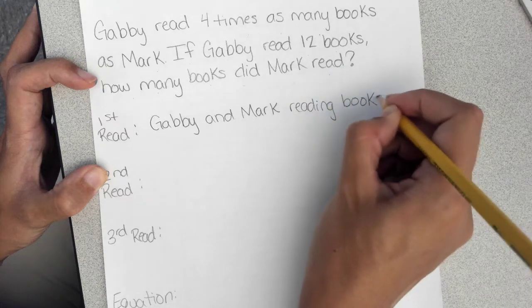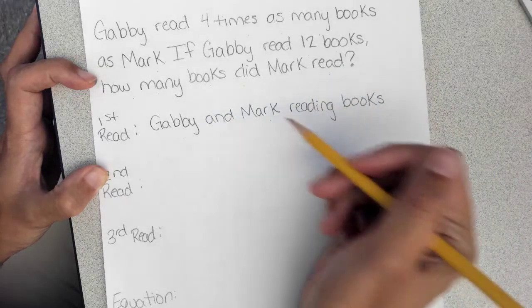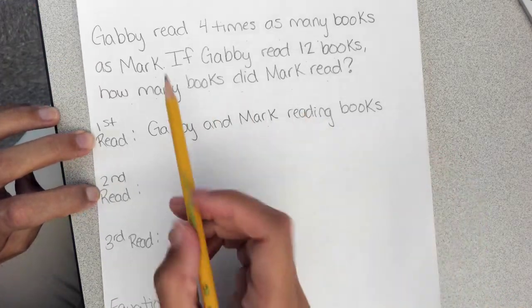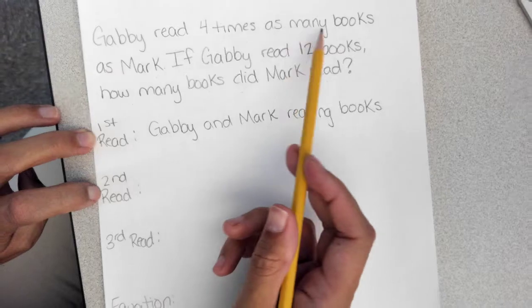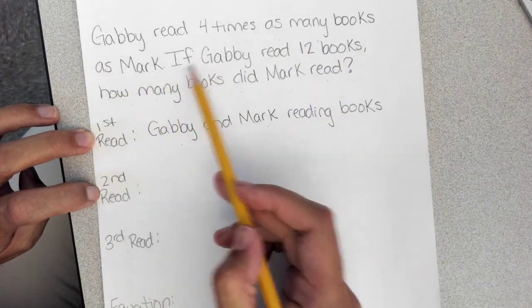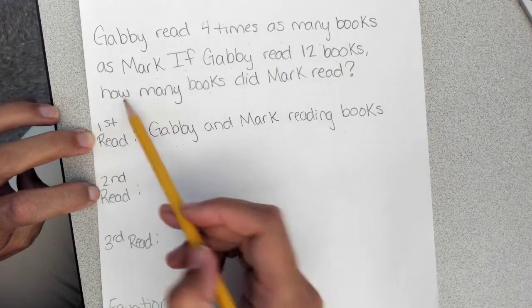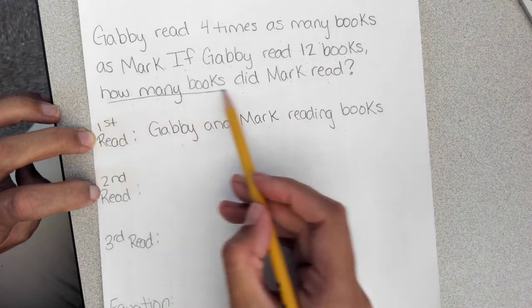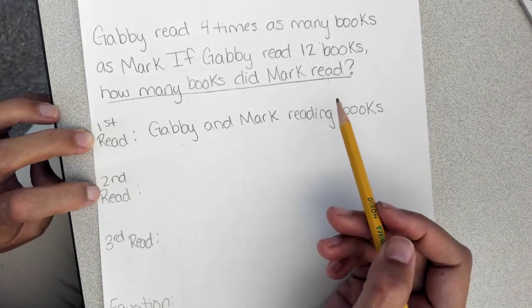Or we could even say the number of books Gabby and Mark read. In our second read, we're going to look for the question. Gabby read 4 times as many books as Mark. If Gabby read 12 books, how many books did Mark read? So the mystery that we're trying to find out here is how many books Mark read.